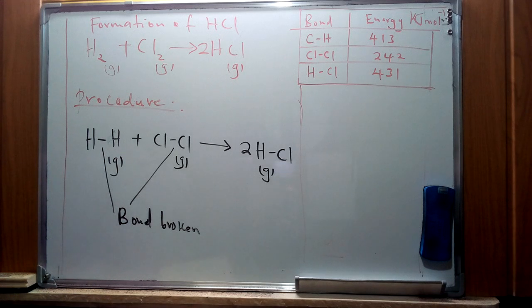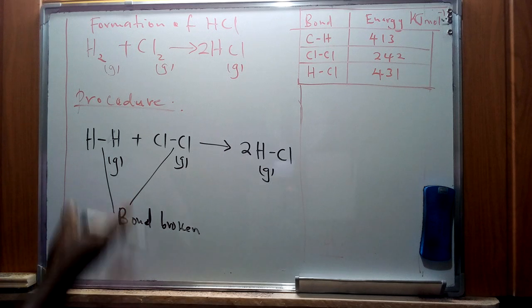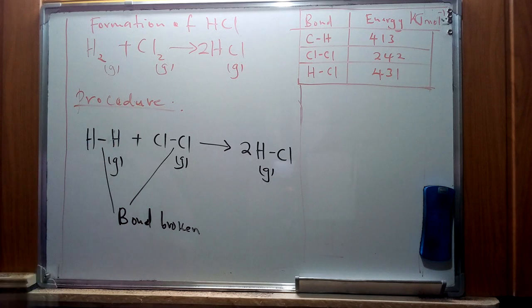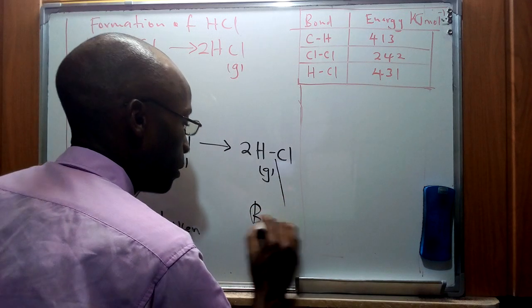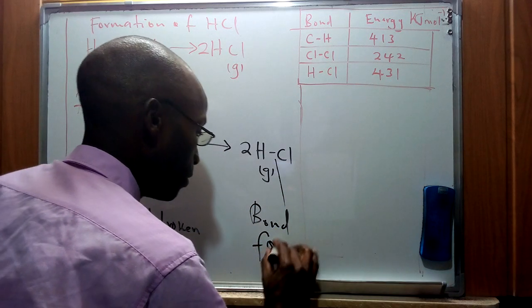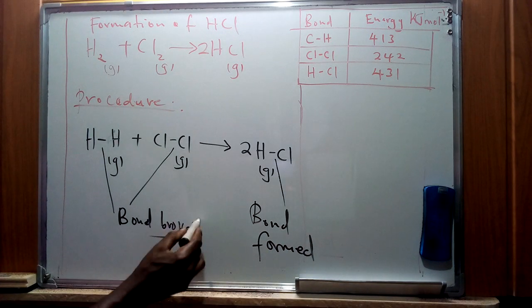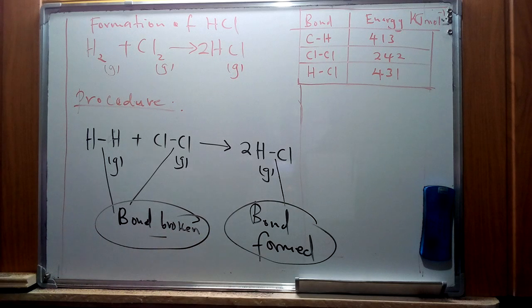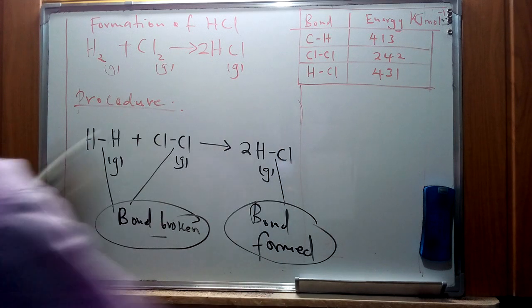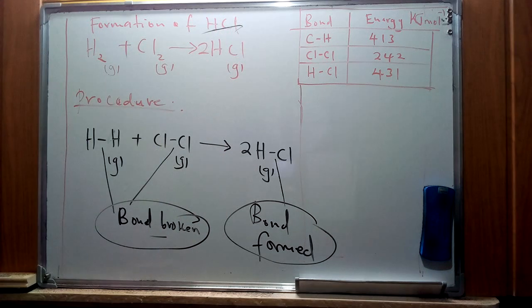So we have 2 scenarios, whereby some bonds are broken and others are formed. For the reactants, the bonds to be broken are those of hydrogen and chlorine, and we're going to have a bond of HCl formed on the product side. So this is the bond formed versus the bonds broken on the reactants. The dissociation energies of these specific bonds are what we're going to use to find the enthalpy of formation of HCl.